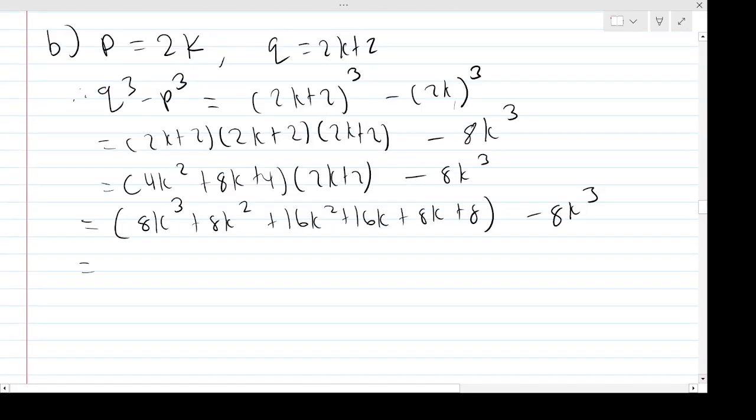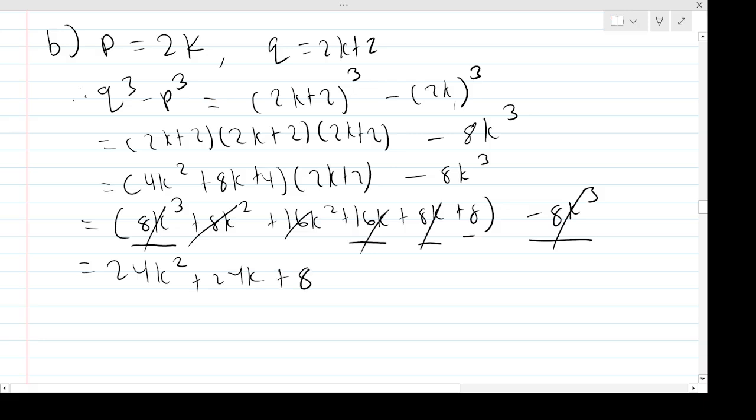So firstly, we have 8k cubed, but then we minus 8k cubed, so that will go away. Then we have 8k squared and 16k squared, that is 24k squared. Okay, then we have 16k and 8k, that's also 24k. Then we have the plus 8. So that's what we're left with.